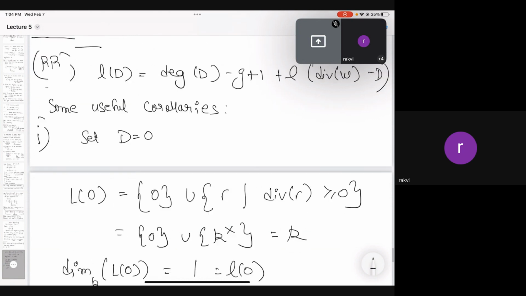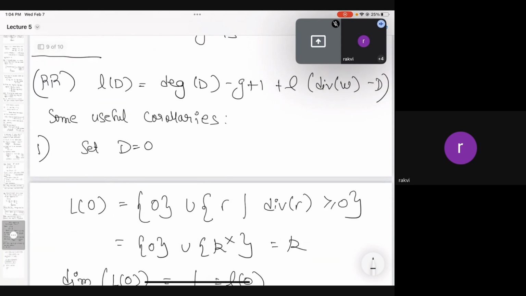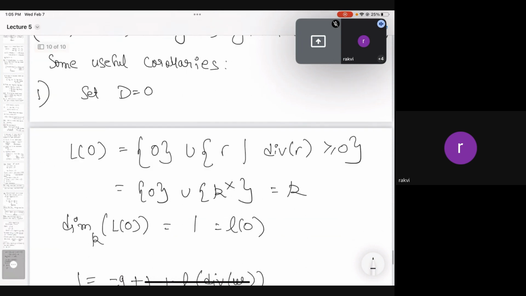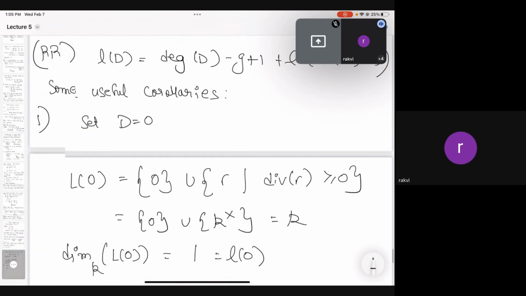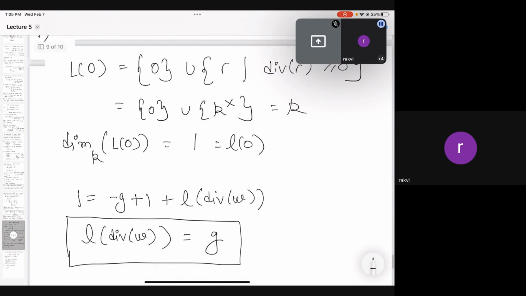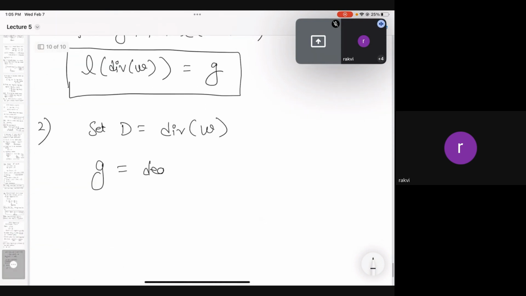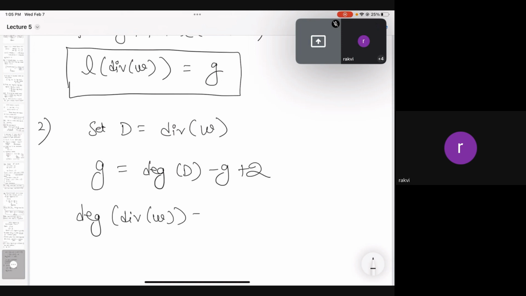Right? That is equal to degree of D minus G plus 1 plus L of divisor of omega minus D. But D is the same as divisor of omega, so I'll simply have L of 0. But I know what L of 0 is. L of 0 is 1. So I have this equal to degree of D minus G plus 2. So that tells me that the degree of the canonical divisor is 2G minus 2.